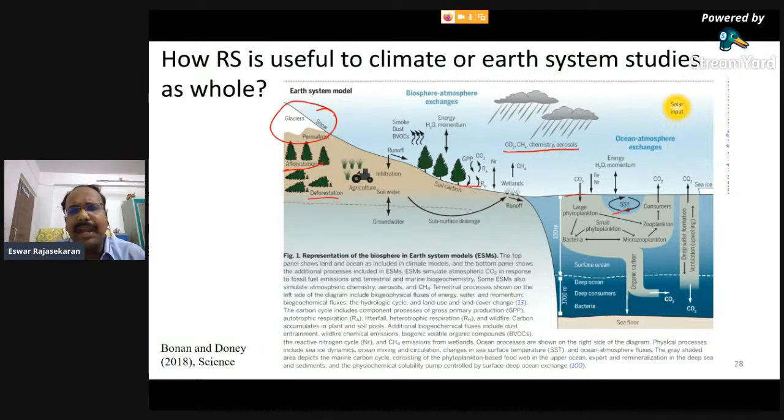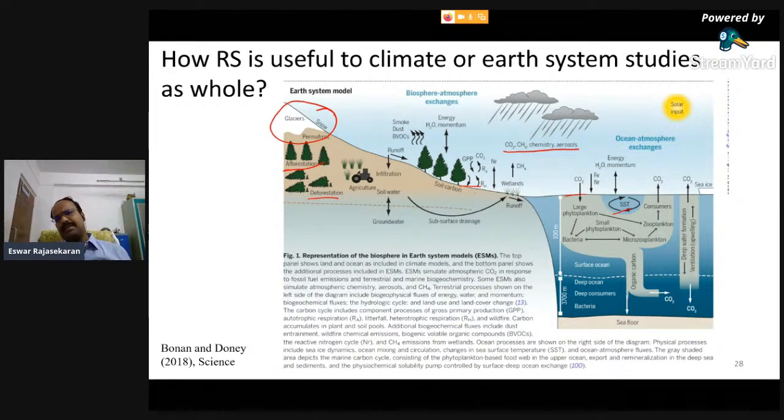Hundreds of variables will be needed by such complex earth system models, and only by providing the model with good quality data will we be able to do good quality modeling studies and arrive at useful results. So remote sensing provides data in multiple small cycles of this earth system.